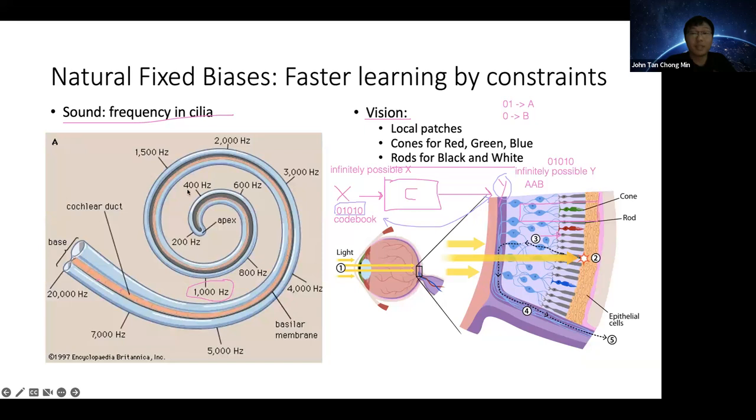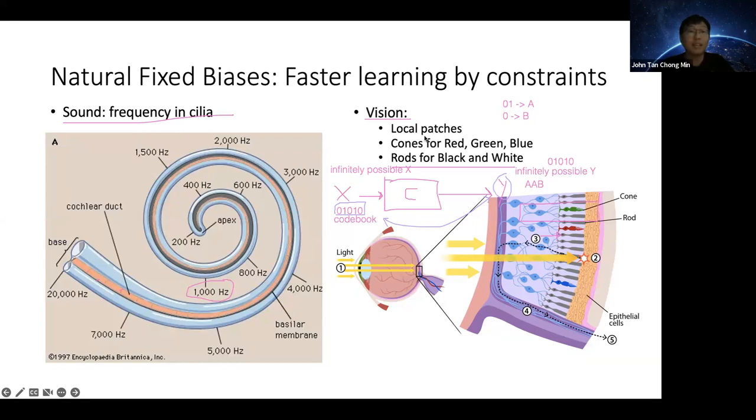For example, if you don't have these frequencies here, the sound we hear will be in the time domain, which is very, very hard to interpret. But because we can convert them into frequencies in the cochlea, the frequency domain is much neater and cleaner. So these are just some of the biases we have when we do some form of processing, like for audio. For vision, we have the rods and cones to help us do the processing.